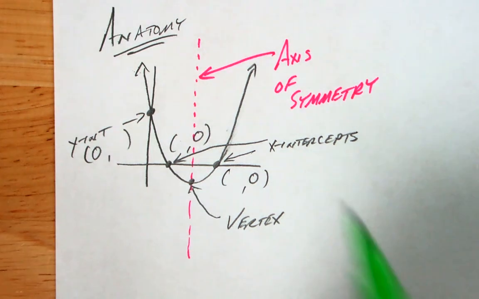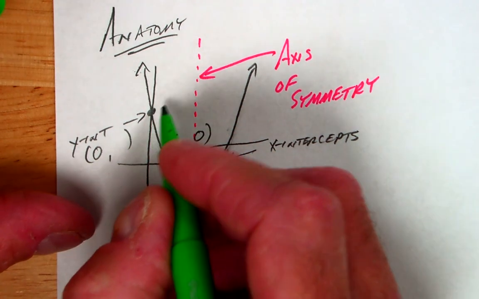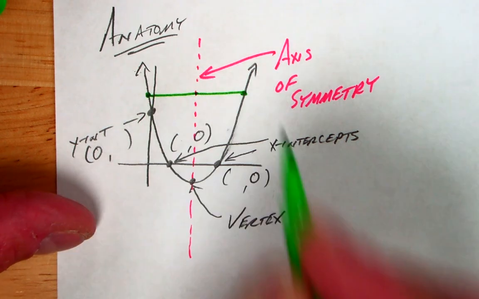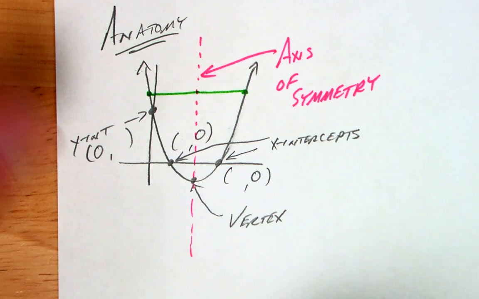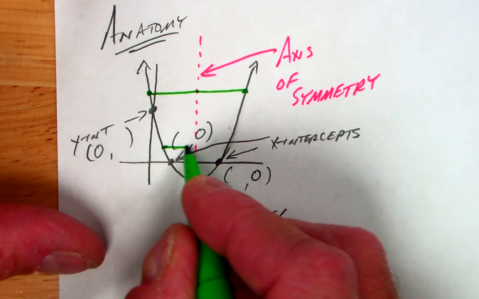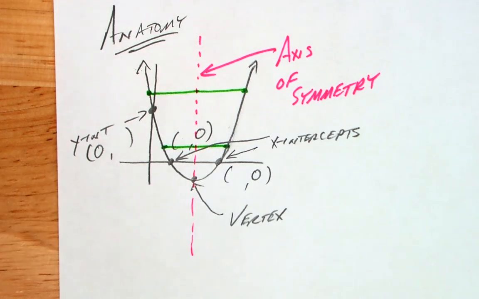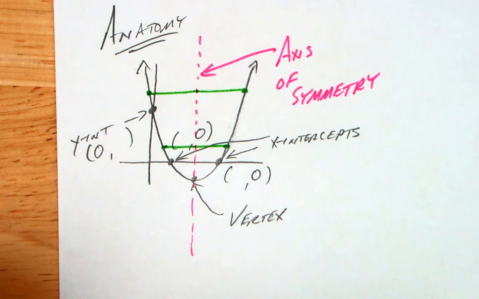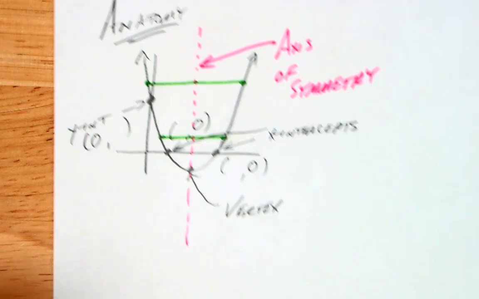So, if I have a point over here, there's a point on the other side the same distance away. If I have a point right here, there's a point on the other side the same distance away. So every parabola is symmetric. That's not optional. That's just how it is. It has to be that way.